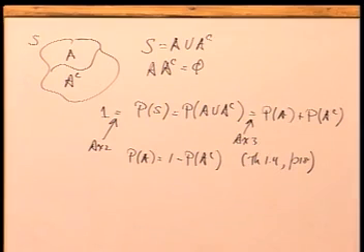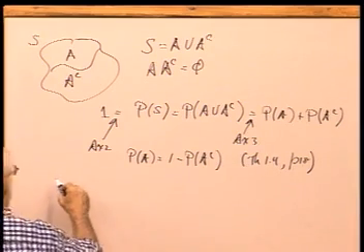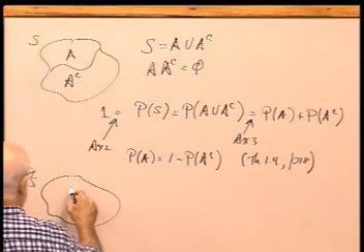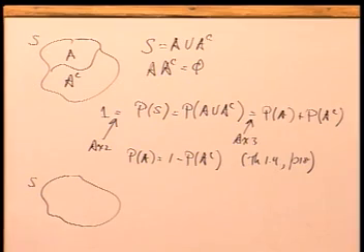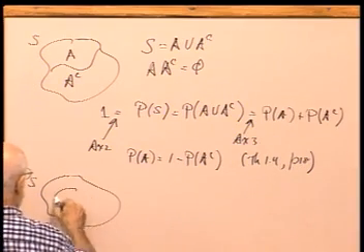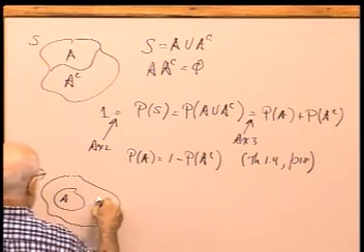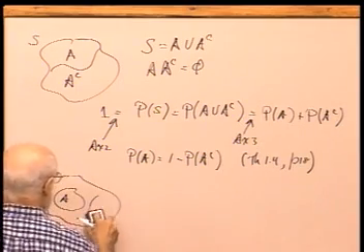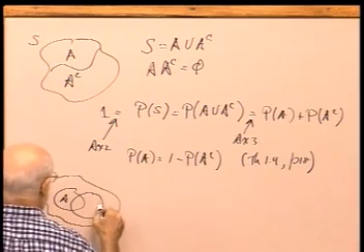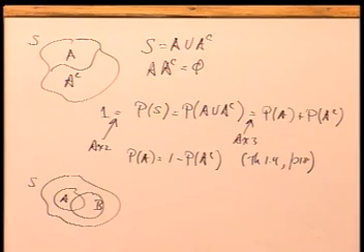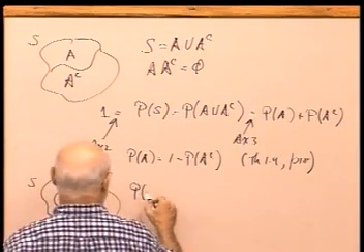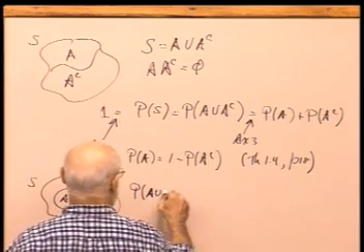Here's another one. Here is my sample space. And here I had some event A, and I'm going to go through examples of this soon with the dice, so it won't be so abstract. Okay, so here is A, and here's B. So A and B now are going to be general events. And the question I want to ask is, what's the probability that I get either A or B?